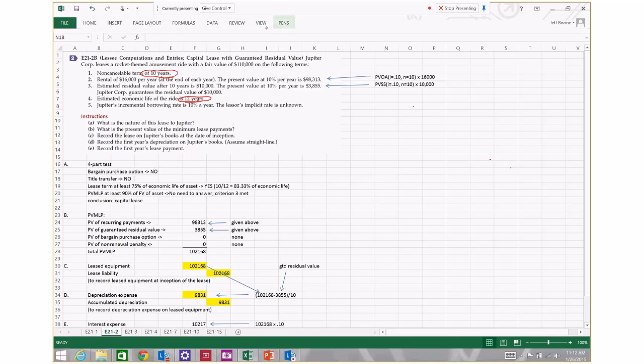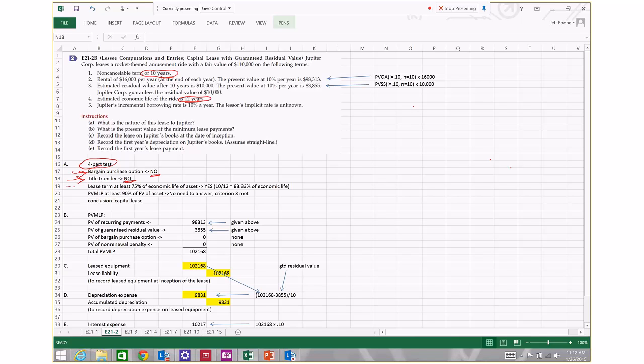To do that, to determine whether this thing is a capital lease or an operating lease, we've got to apply the 4-part test that we talked about in class. That 4-part test asks us first whether or not there is a bargain purchase option in connection with the lease. The answer to that question is no. So we go to the second question. Does the lease transfer title to the lessee at the end of the lease term? The answer to that question is no.